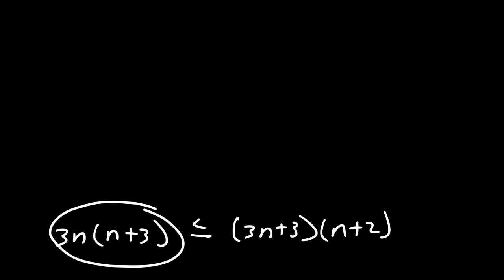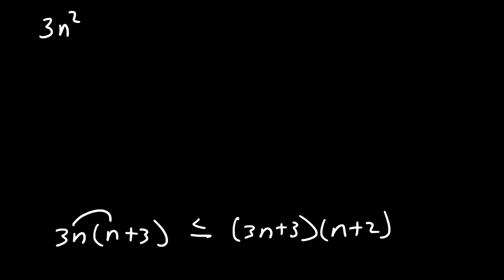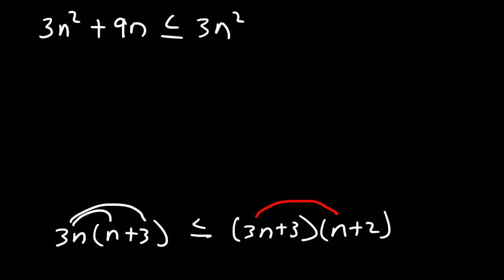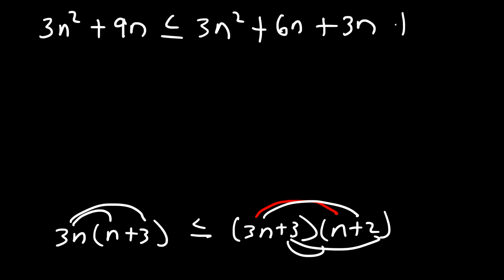Now let's go ahead and distribute the 3n to n plus 3. So 3n times n, that's going to be 3n squared, and then 3n times 3, that's 9n. And then on the right side, we have 3n times n, so that's 3n squared, and then 3n times 2, so that's 6n, and then 3 times n, 3n, and then 3 times 2, which is 6.